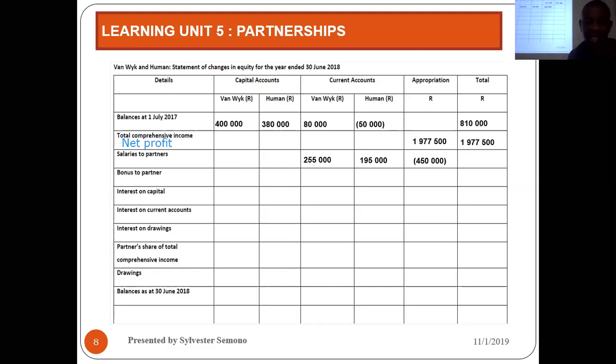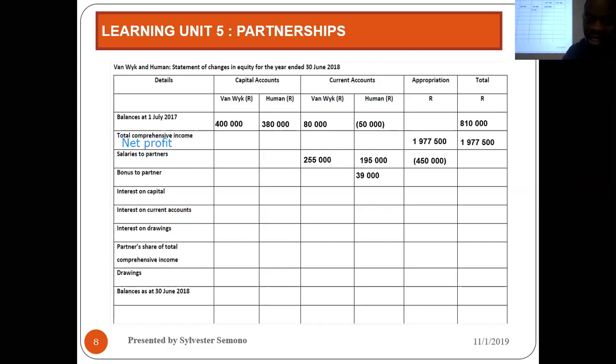What is the next thing? The bonus. And the bonus was only given to Human. So under which account did you record the bonus? It's just that they didn't ask us to open the Human current account.